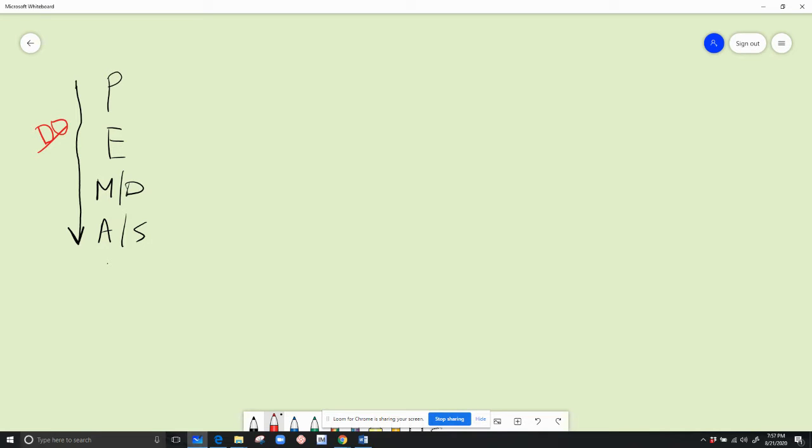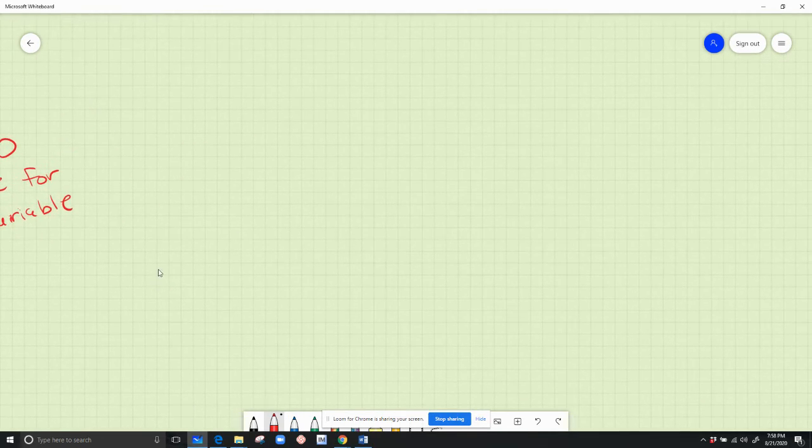The other way, reverse PEMDAS, is whenever you undo. And in other words, it's whenever you solve for a variable. You're always going to go in reverse order. So make sure you put this in your notes so you know what we're talking about whenever we say reverse PEMDAS.